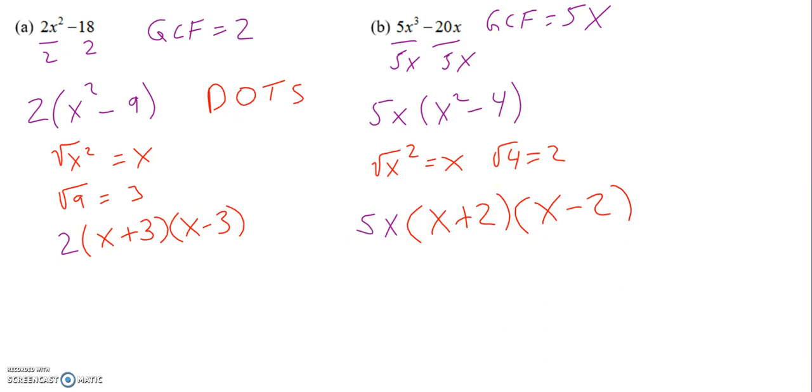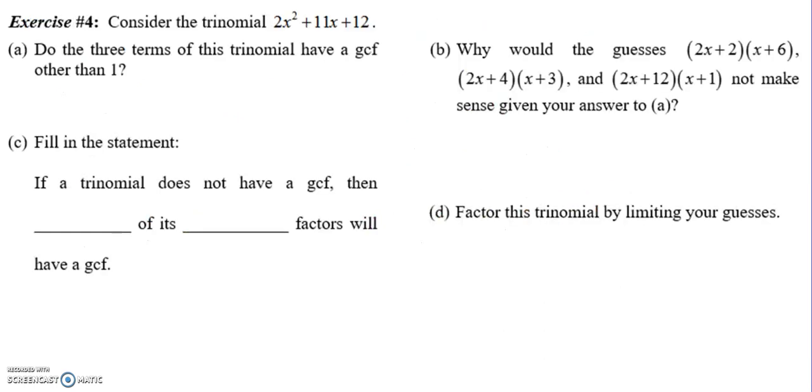All right, let's keep going. So, okay, on this one, it just wants to show you some shortcuts. That's all this really is. So we got this trinomial here, and it says, do these three terms right here have a GCF? So just answer that quickly, yes or no. Hopefully you realize that nothing goes into 11 and 2 and 12. So there is no GCF.